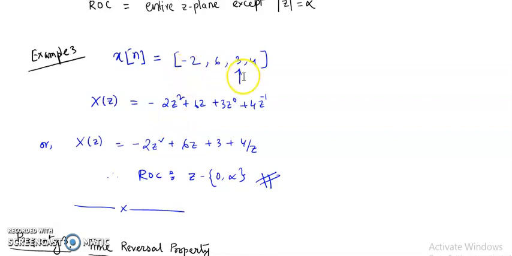Similarly, this example you can also do. Here n equal to 0 is the center, these are the negative indexes, and these are the positive indexes on the right. Minus n naught becomes plus, so the powers of z become positive here, and negative here. So to find the ROC here also, we can see that z cannot be infinity and z cannot be 0. That's why the ROC is the entire z plane except 0 and infinity.